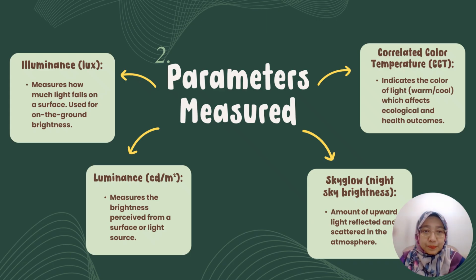And finally, sky glow, which represents the brightness of the night sky, is caused by light that is reflected and scattered upwards into the atmosphere. This is a major issue in urban areas and affects our view of stars and the natural night environment. Each of these parameters helps us better understand the extent and effects of light pollution.